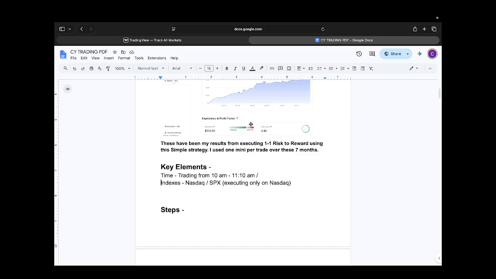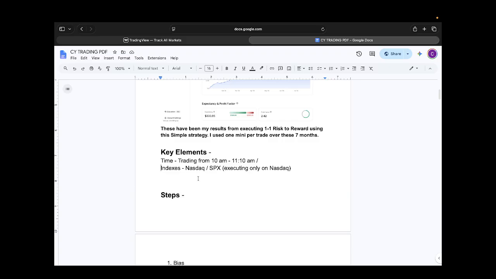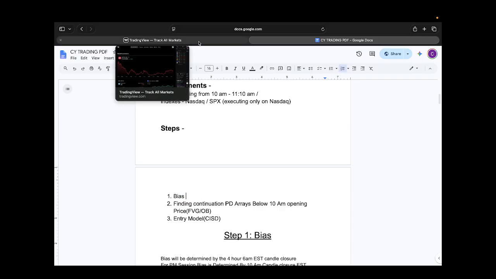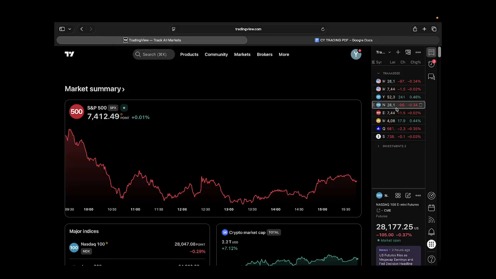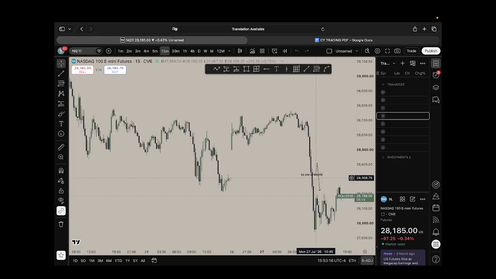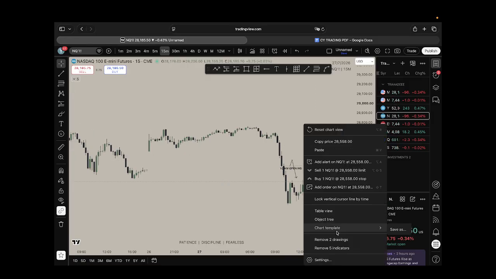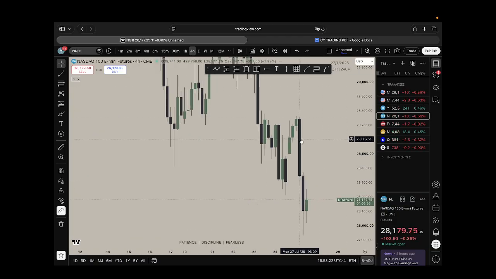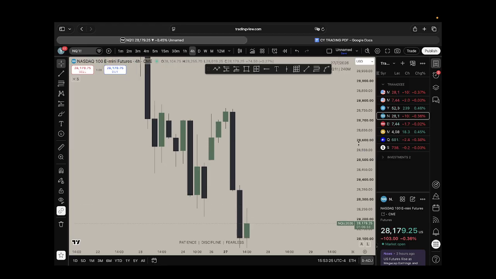So, and then we are looking at S&P 500 and NASDAQ, and we're only executing on the NASDAQ. So today we're going to be going over step 1, which is going to be bias. I end up getting my bias from the 4-hour time frame. So we're just going to go over a bunch of examples, and then also how to read open, high, low, close. Basically going over extremely basic candle structure.